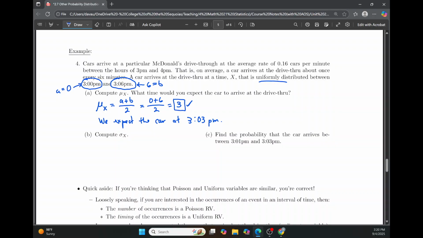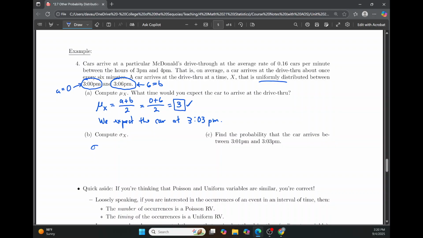Part B asks for the standard deviation. So the standard deviation for a uniform variable is the square root of (b minus a) squared over 12. And I'm just getting these formulas from here, when we talked about them on the previous page.